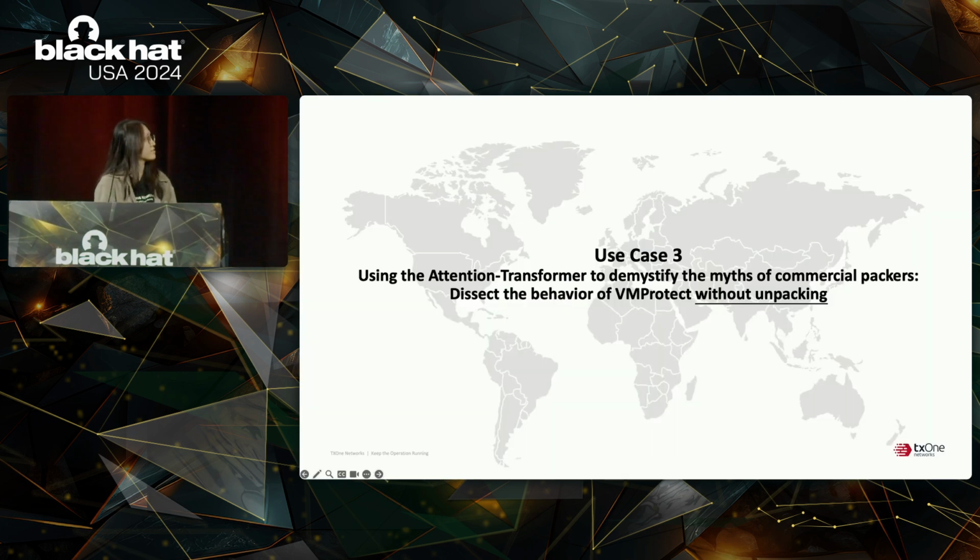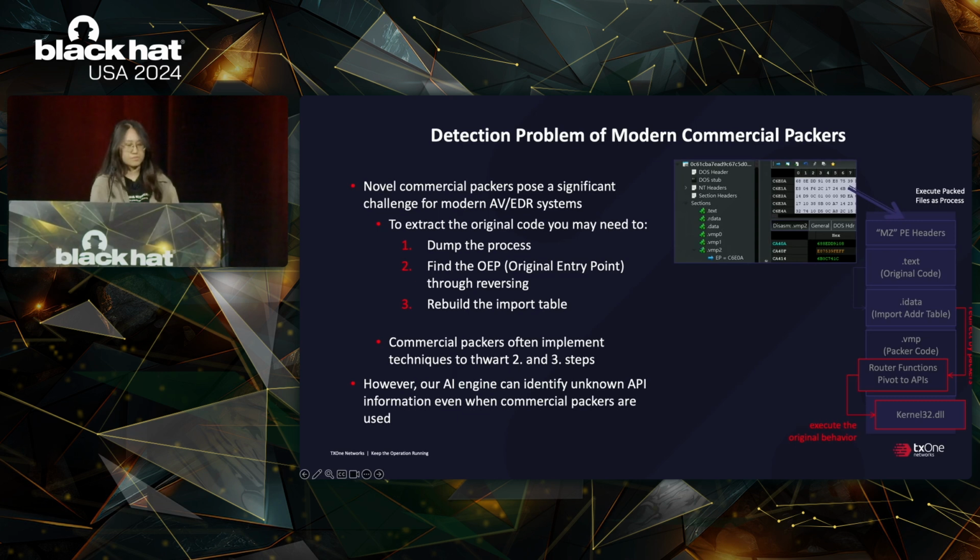So now let's move on to the third use case, in which we use our engine to dissect the behavior of commercial packers without unpacking those packed programs. First, we need to know what kind of detection problem modern commercial packers pose to modern AV and EDR solutions. It is because if we want to detect a pure program in an AV or EDR system, we need to first extract the original pure code for the detection. And to extract the original pure code, we might have to go through the following three steps.